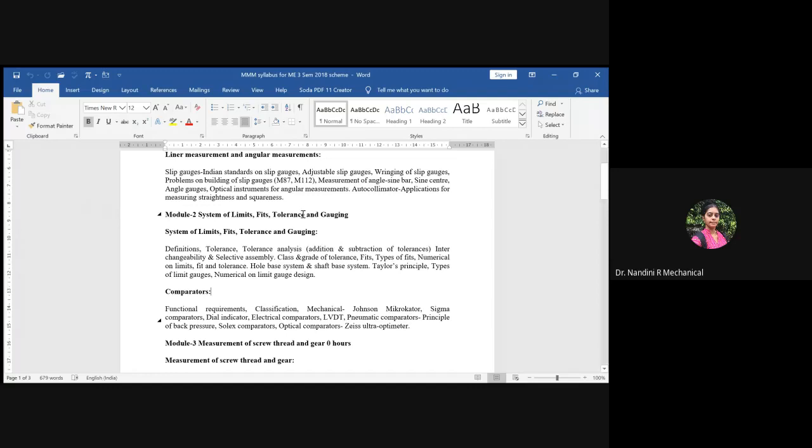Okay, and how you classify the grades of tolerance. What do you mean by fits? The types of fits. We solved numerical problems on limits, fits, and tolerance also. Hole basis and shaft basis system, what do you mean by it? And what is the meaning of Taylor's principle?